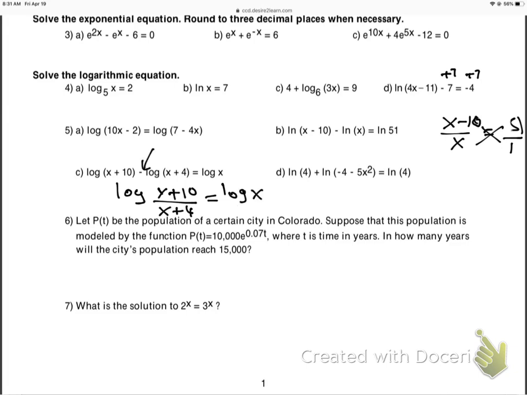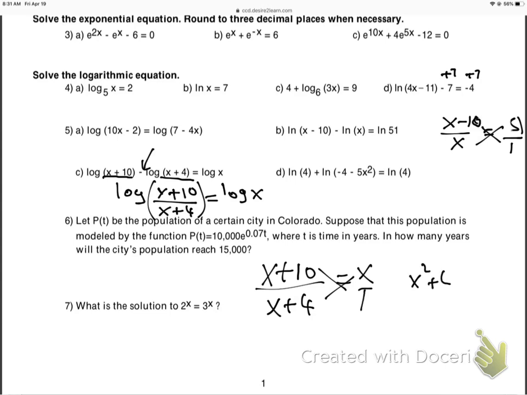Log of x plus 10 over x plus 4 equals log of x. Again, remember, because it's a minus, it was this one divided by this one as a single log. So I don't need the word log. x plus 10 over x plus 4 equals x. I would just cross multiply. So we have x squared plus 4x equals x plus 10. Take away x and take away 10 from both sides. I've got x squared plus 3x minus 10 equals 0.